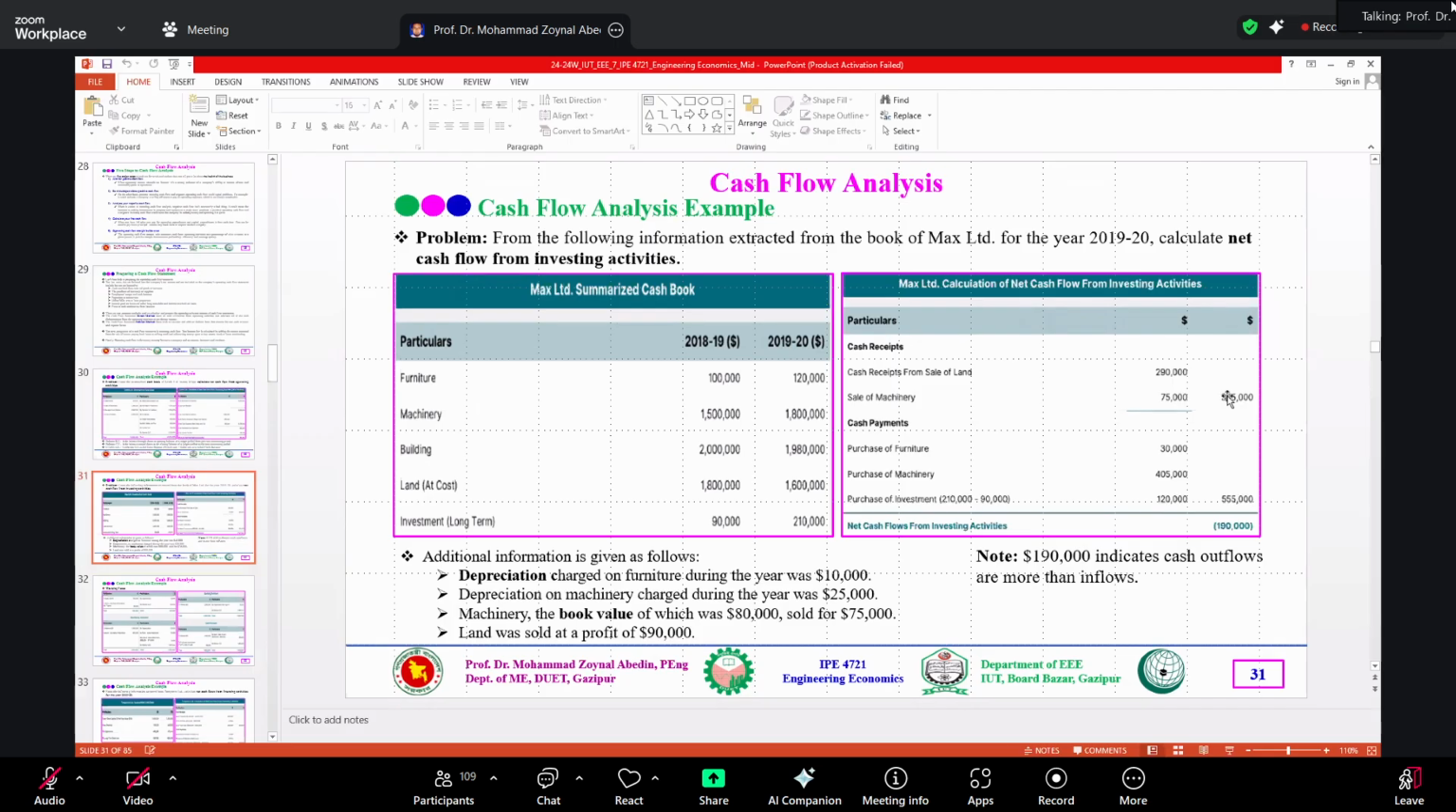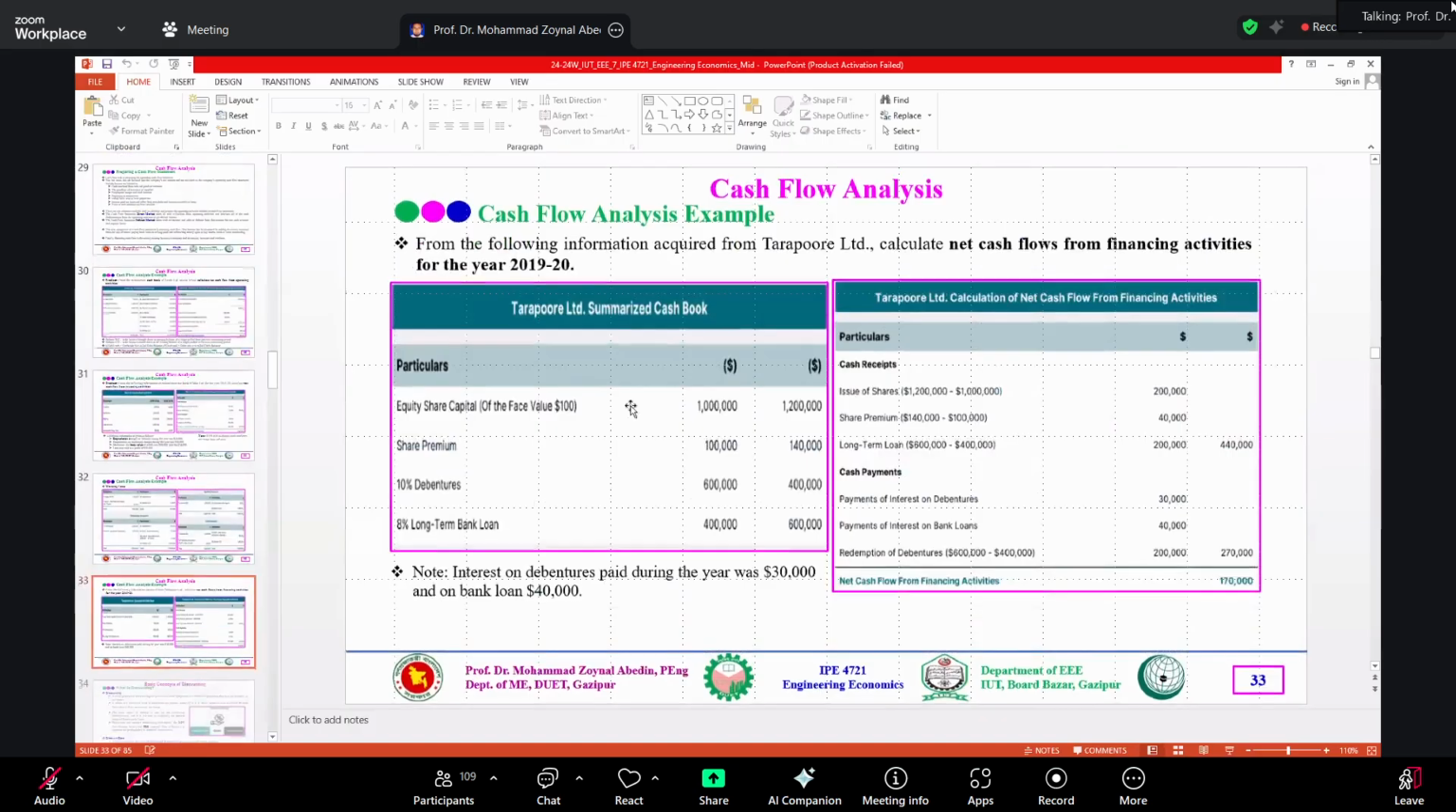So inflow minus outflow is the negative value below. That's why it is in brackets, a negative value. So net cash flows from investing activities is $190,000, which indicates cash outflows are more than the inflows. Okay. So this is inflow, this is outflow. That's why here also we subtract outflow from inflow, then we are getting the negative value. A negative value, in the financial statement you have to put it in brackets.